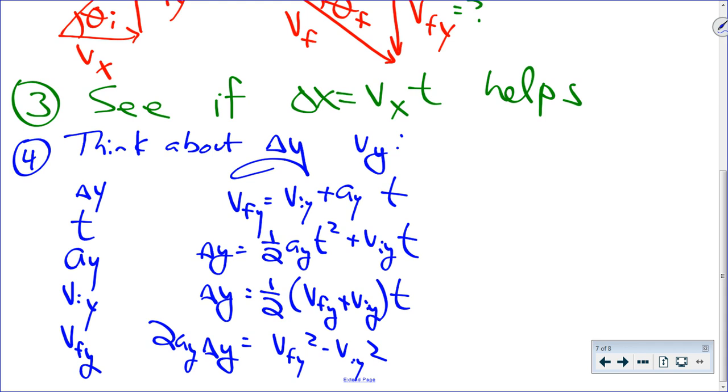Cool? And sometimes you need to loop back in the process, but these are the 4 steps that you're going to follow, usually in this order, and then sometimes you got to go back. Like maybe doing this allows you to figure out the time, and then you can go back and use step number 3, right? Or whatever. Does that make sense, you guys? Okay, so that's kind of the deal.